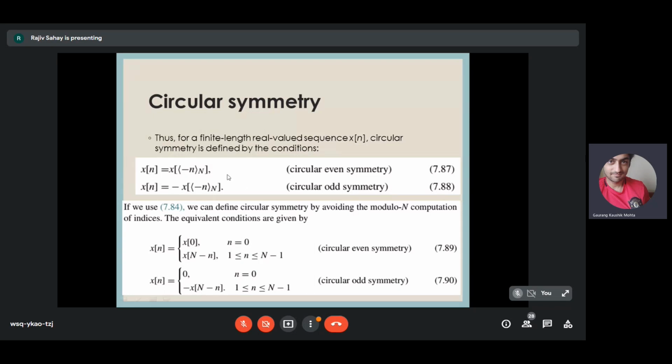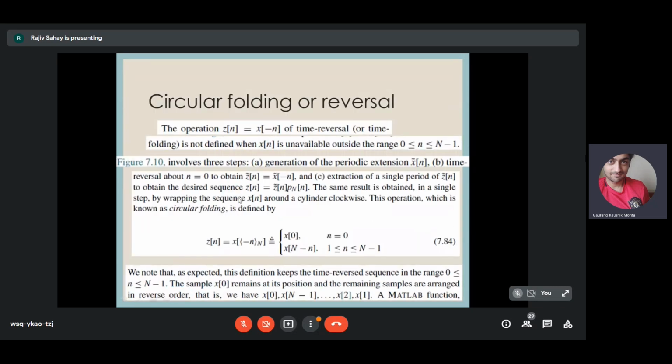Whatever properties you had for basic discrete sequences, which existed from minus infinity to plus infinity, now because of the periodicity property in the time domain, you will get a modulo operation. So you have x(n) equal to x(-n modulo N). We can avoid this modulo operation by using this equation.